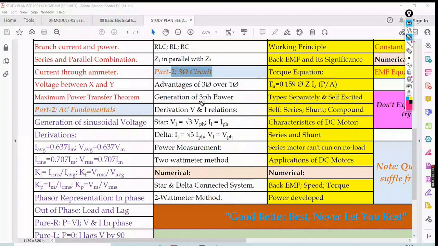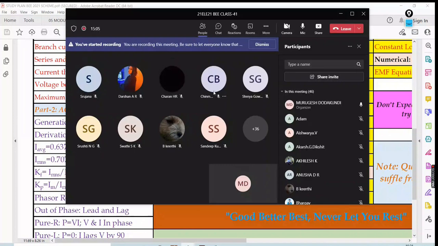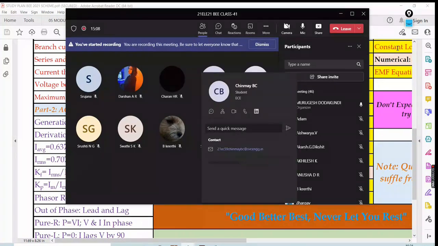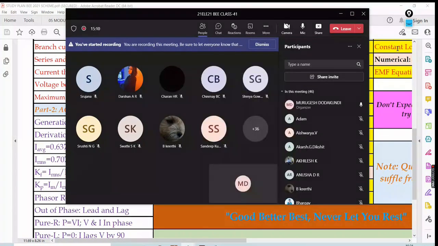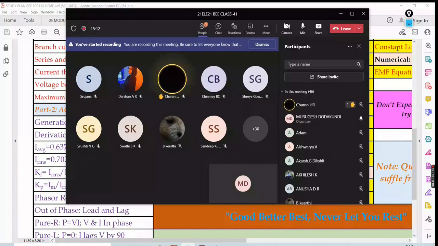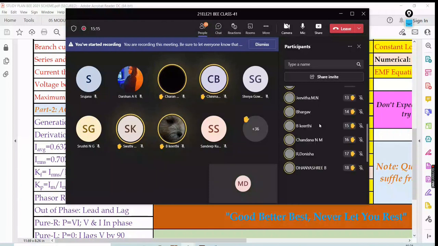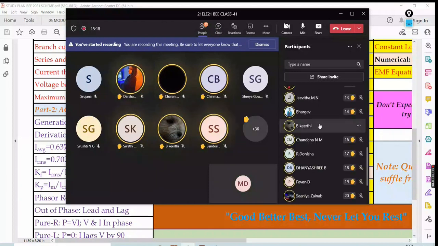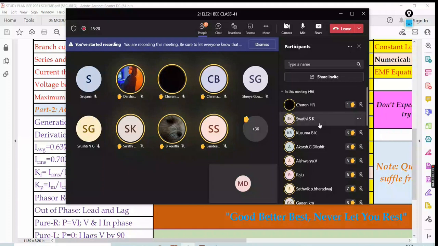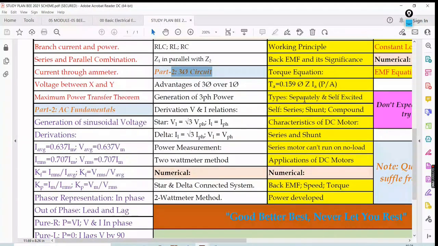Does anybody have any doubt with respect to this three-phase circuit? All of you listening to me, raise your hand. Total 46 members are there, only 26. Okay, drop your hands.